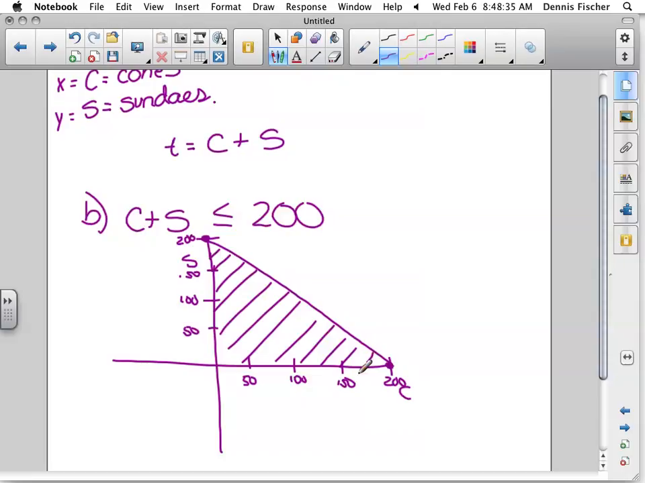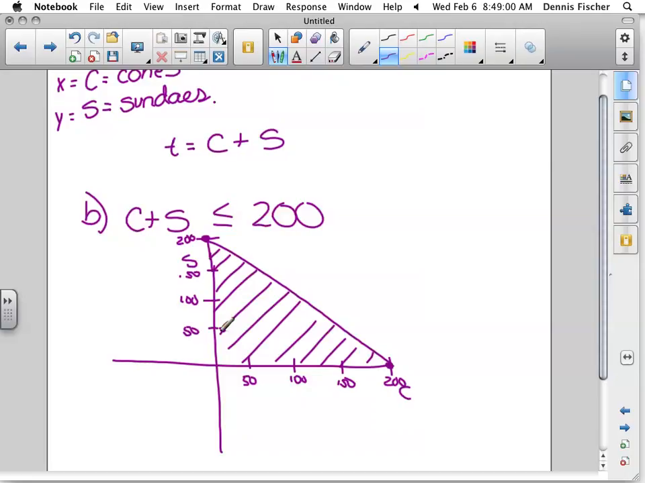Now part C is, so I shaded it in. I know where the inequality works. Now the question is, is 20, 50 a solution? So in other words, if I went over 20 and up 50, right about there, is that a solution to the inequality? Yeah. You can have 20 scoops of one and 50 scoops of the other, still be less than 200 scoops, right? That's a solution.